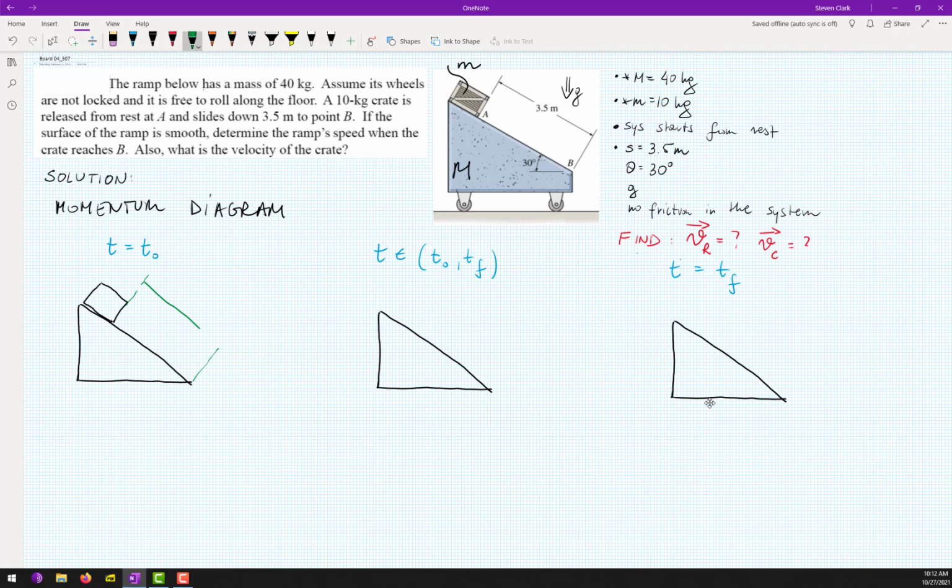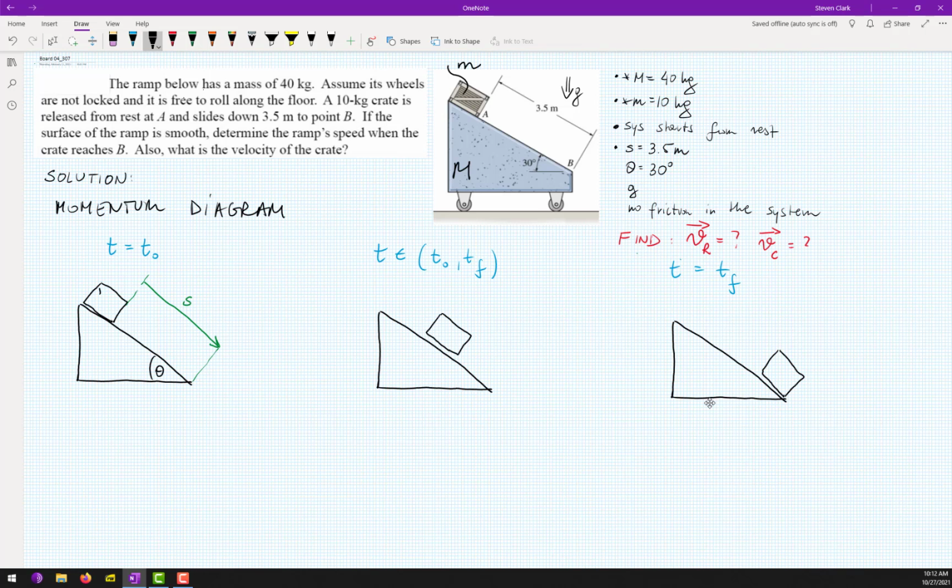And this distance is 3.5. What else do we know? Aha, that at the end, our thing will be here, right? And in this time instant, I don't know, it will be somewhere here, whatever, somewhere in between. Great. So what do we know about our system at time instant 0? Aha, it does not move, it starts from rest.